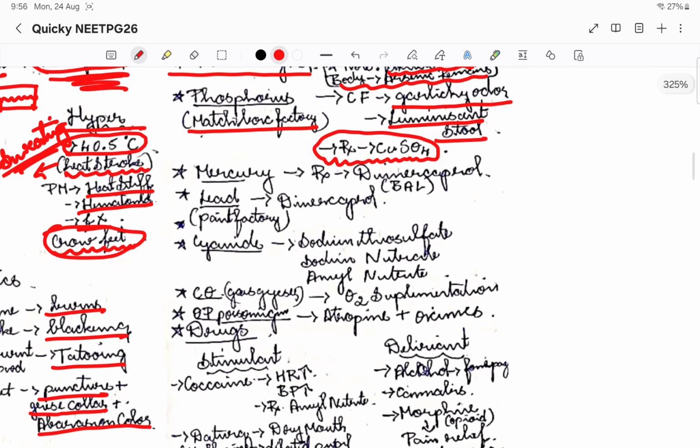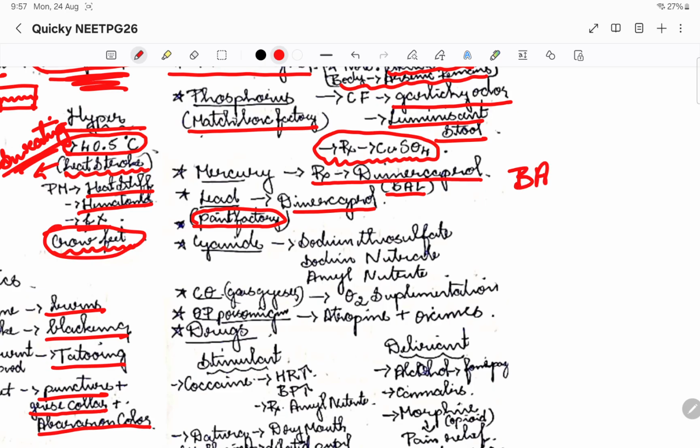Then coming to mercury, mercuric poisoning, in BP apparatus, or the old thermometers, we used to have mercury, right? So the management will be dimercaprol here also, just like arsenic. Then coming to lead poisoning. In paint factories, in the question they'll give a long-term painter, or a person working in a paint factory. Then it is going to be lead toxicity. So here also it is going to be dimercaprol, BAL.